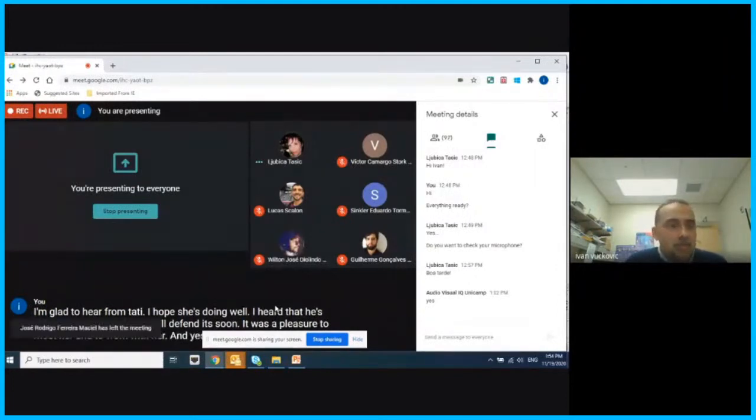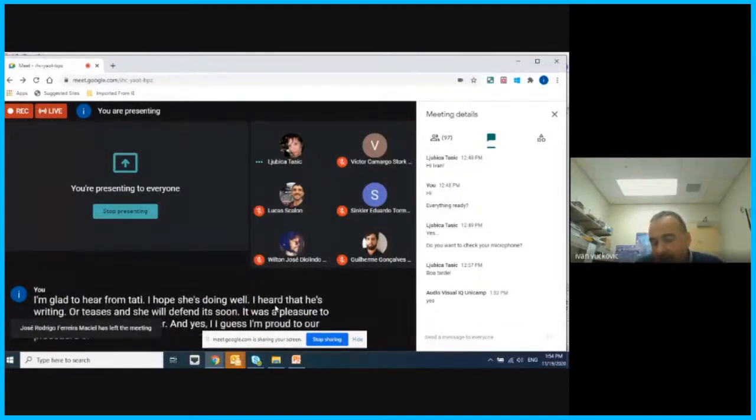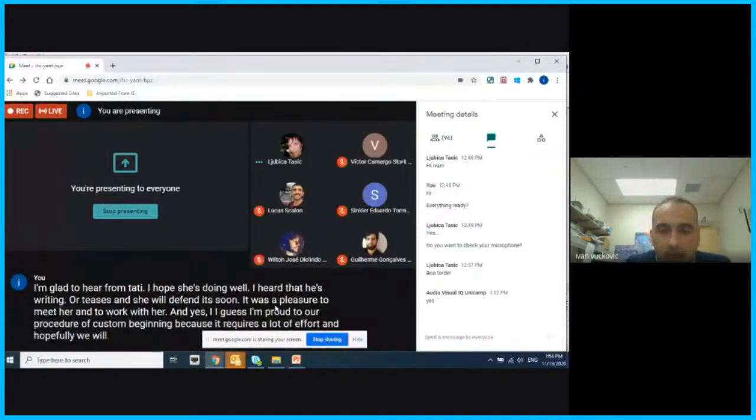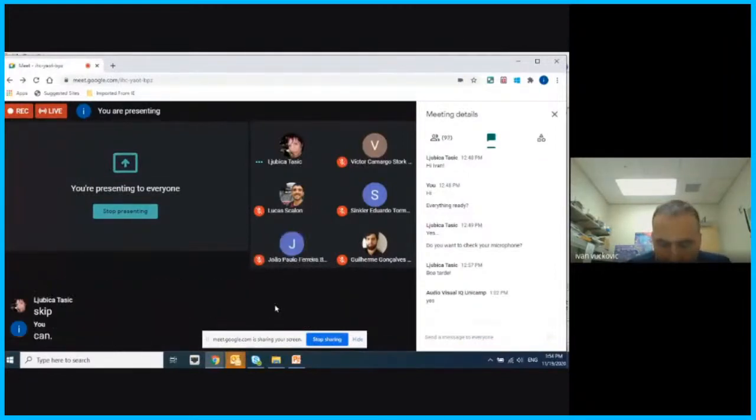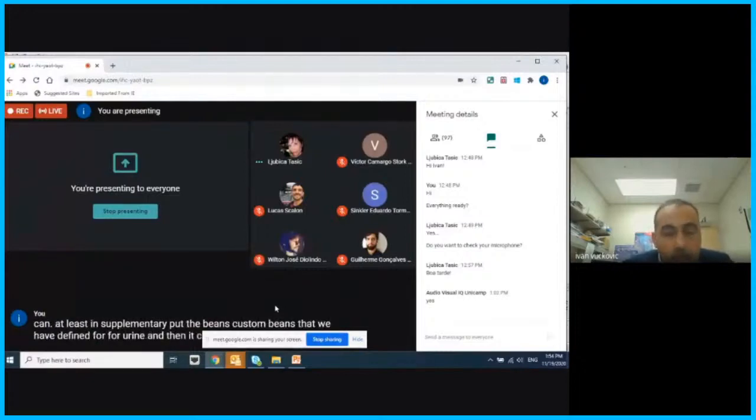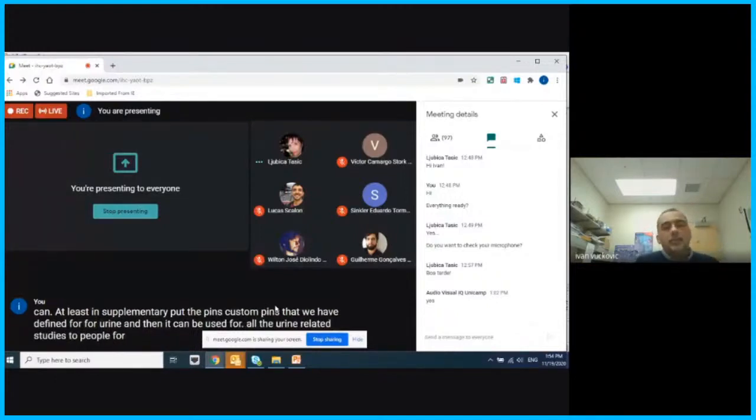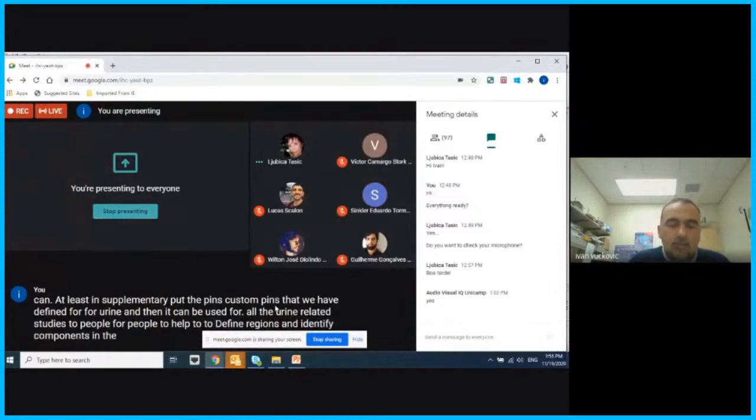I guess I'm proud of our procedure of custom binning, because it requires a lot of effort, and hopefully we will soon publish the data where we can, at least in the supplementary material, put the custom bins that we have defined for urine, and then they can be used for all urine-related studies, to help people define regions and identify components in the urine spectrum.